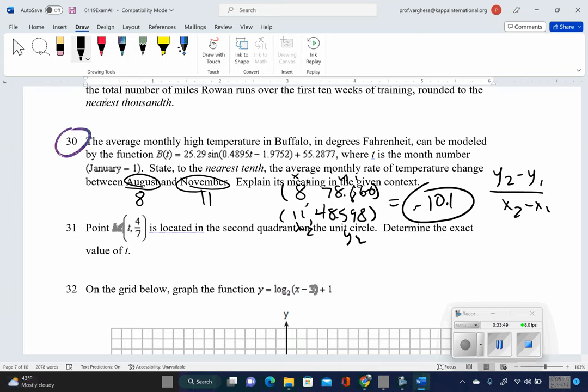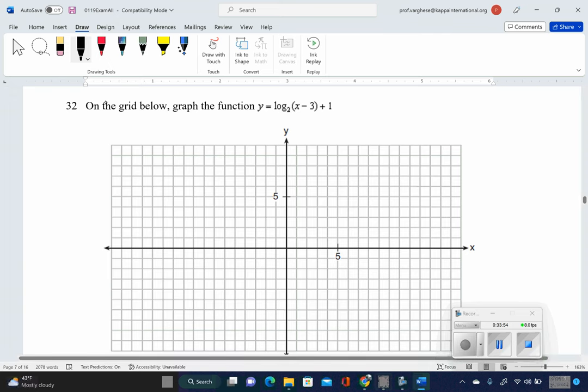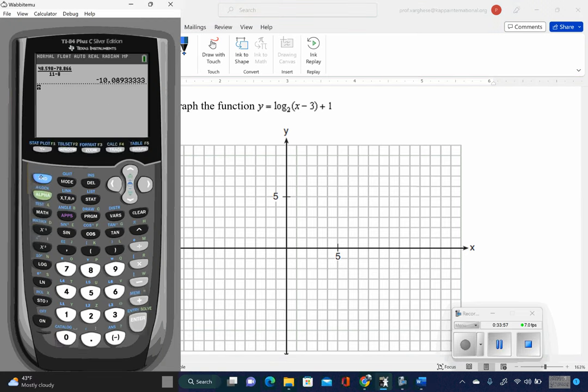Okay. All right. Question number 32 is something that I can do straight calculator as well. As always, I'm going to reset my calculator. Second plus 712. I don't want to sit there and change things around. So I'm going to go to Y equals and type this in. Again, to get the little 2 on the bottom, I hit math, go down to the bottom with the up arrow, and go to log base. Hit enter, put the little 2 on the bottom, go over here, do X minus 3, and then plus 1. Since this doesn't say sketch, it says graph, I need to use exact points.